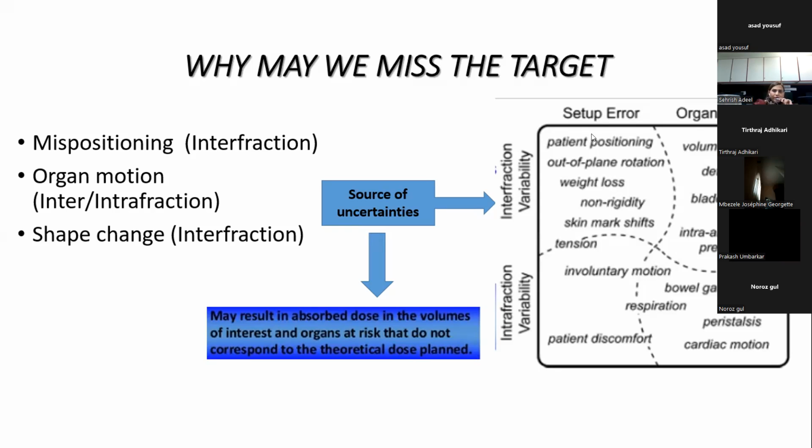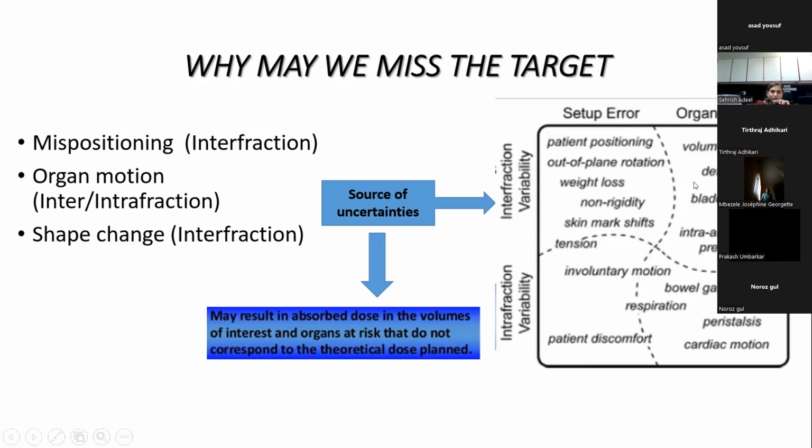So these errors can be from the setup errors or the organ motion. Here you can see in this box that the interfraction variability could be due to the setup errors or the organ motion, like patient positioning, volume changes, and weight loss. And intrafractional variability can happen again in the form of setup errors or organ motion, like when the patient is uncomfortable in a particular fraction and is constantly moving during the treatment. So that's the intrafractional variability.